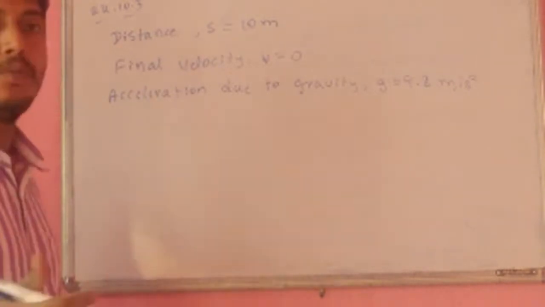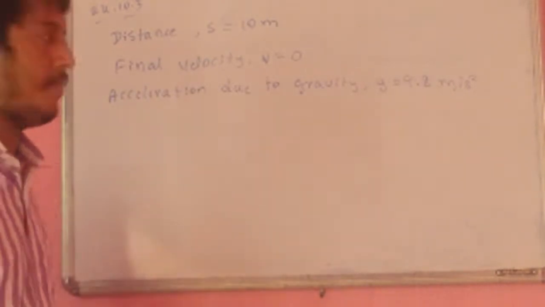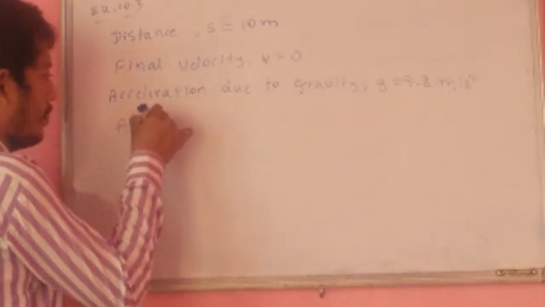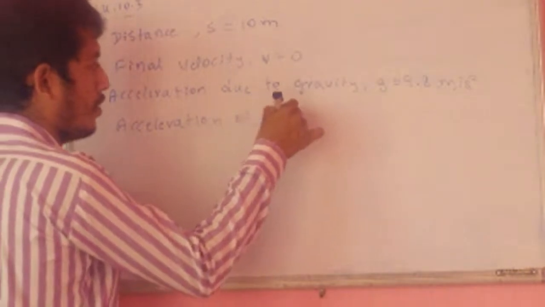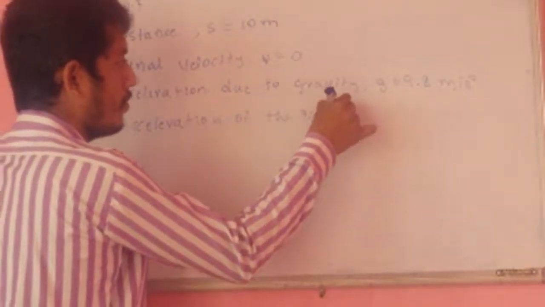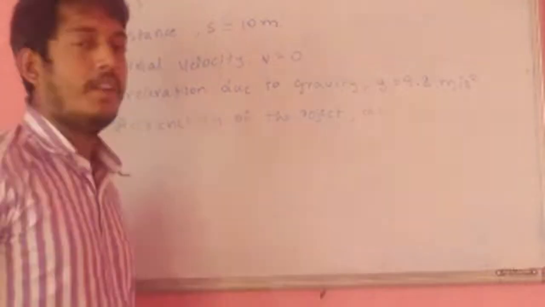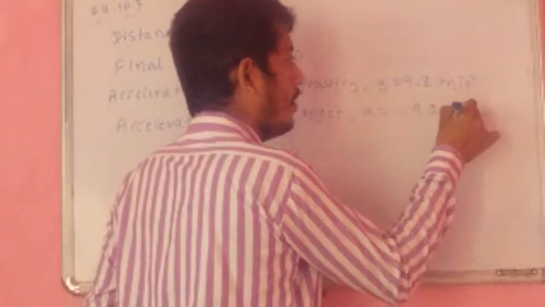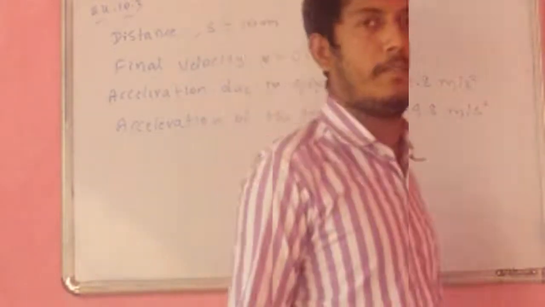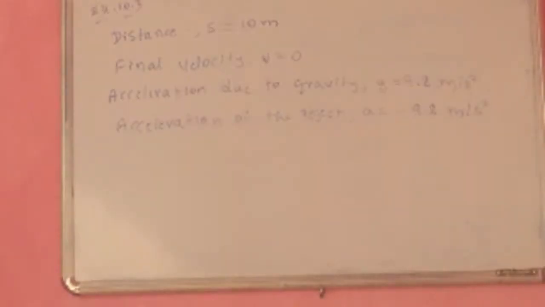Now we have to consider the acceleration of the object, that is a. But now the object is moving in upward direction, that's why it is minus 9.8 meter per second square. So these are the given data. Based on these data, we have to find out the initial velocity and time.